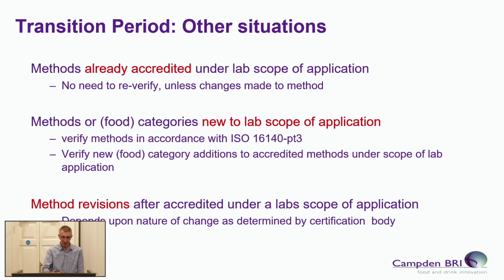If you're going to change the scope of application, so if you're going to add a different food type into what you're using with your method, then you're going to have to verify using ISO 16140 Part 3. So anything you add in, if you change the method in any way, if you revise the method in any way, if you bring a new method in to be used in your laboratory to add to the scope of your accreditation, then any of those changes you're going to have to verify using ISO 16140 Part 3 methods.